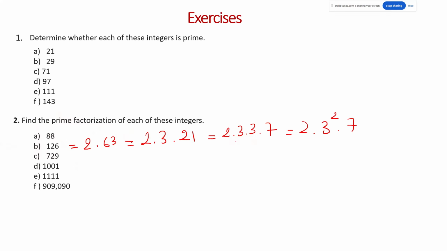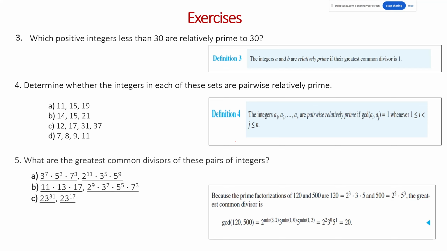Okay, we can move on. We can have a look at this. I mean, you can have the solution. I'm leaving it for you so you can practice that. Basically, which positive integers less than 30 are relatively prime to 30. The idea is that they are relatively prime if they have a greatest common divisor of 1.